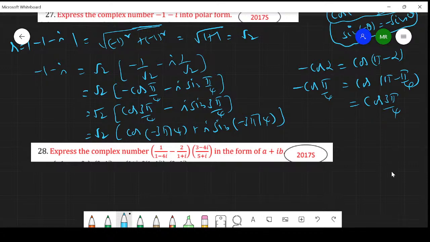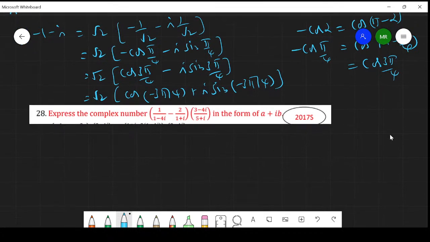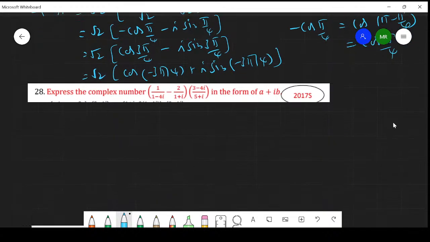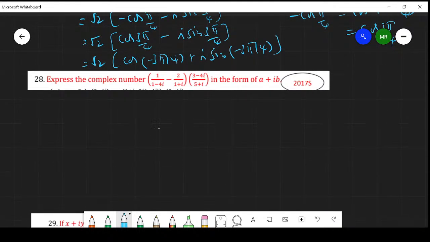Express the complex number 1 by 1 minus 4i minus 2 by 1 plus i, into 3 minus 4i by 5 plus i, in the form of a plus ib. So in the form of a plus ib, we should multiply this.